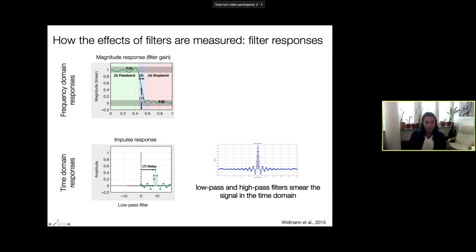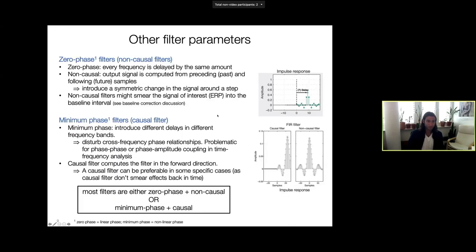However, what you should be worried about is that the filter actually smears the signal. So here we have a very sharp transient signal, but here the output is smeared. And we also see some ripples here, which you can also nicely see in the blue figure. So this means that low-pass and high-pass filters smear the signal in the time domain, which is something to remember for later on. And there are parameters which are not as important.